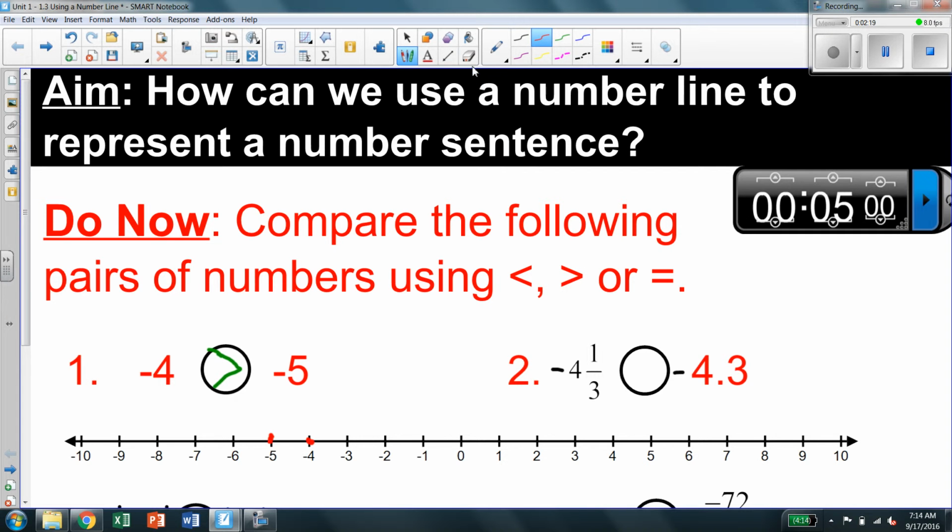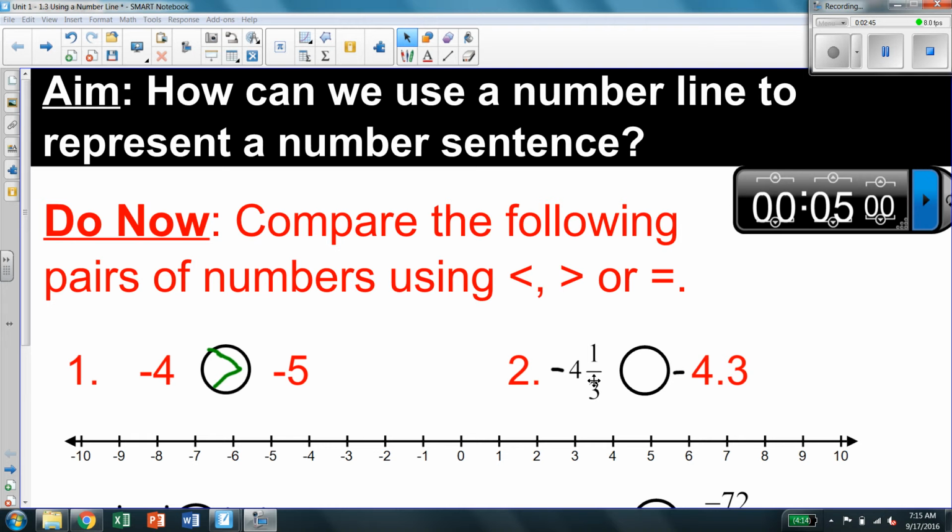Let's look at number 2. Number 2 is asking us to compare -4 1/3 to -4.3. So we have to be careful here. At first glance, you might think, oh, they're the same. I know that. But we have to be careful.